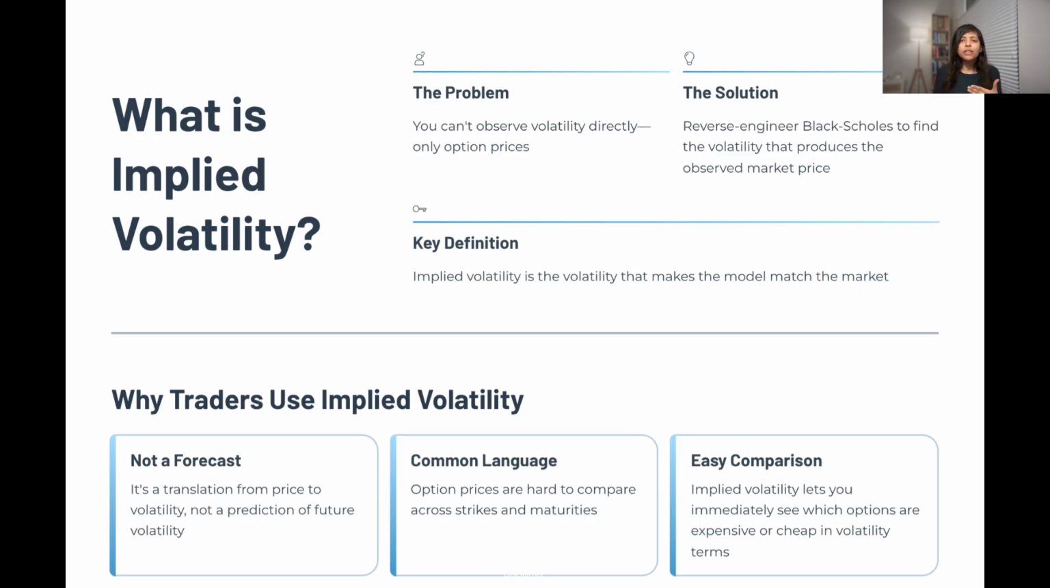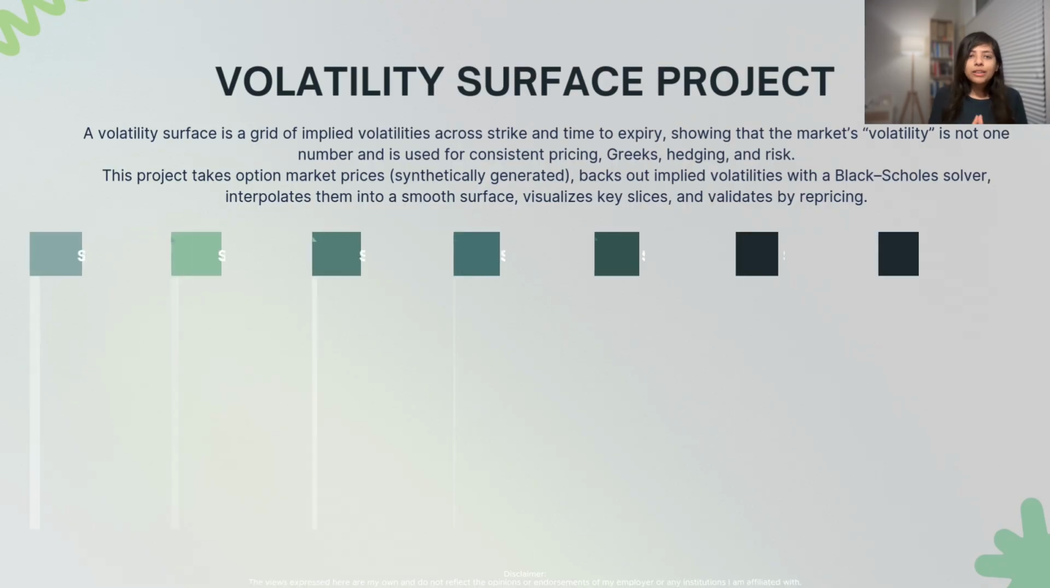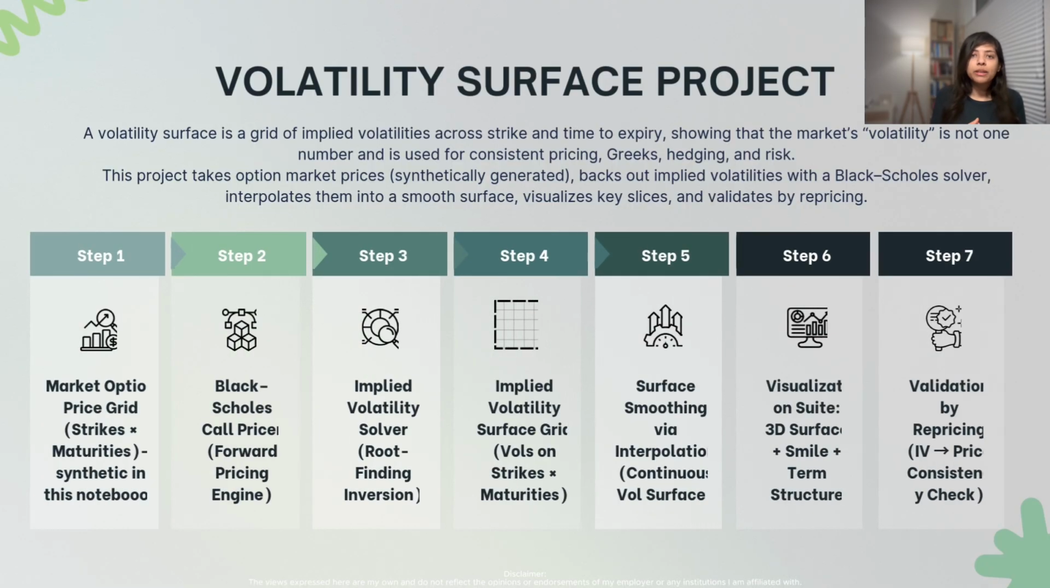Option prices are really hard to compare across different strikes and maturities, but implied volatilities you can compare much more easily. And you can immediately see which options are expensive in vol terms and which are cheap. So let's lay out the entire flow of what we are building in this notebook.